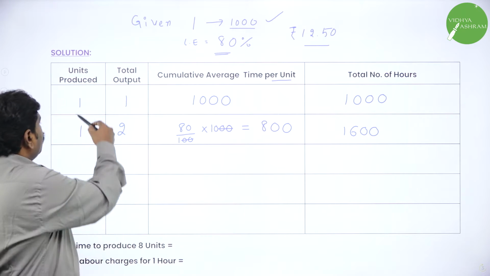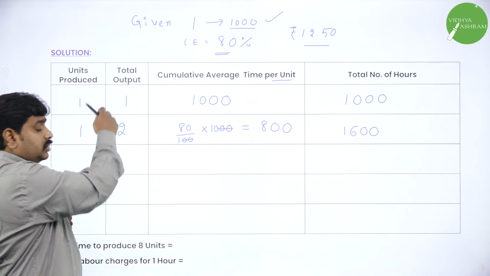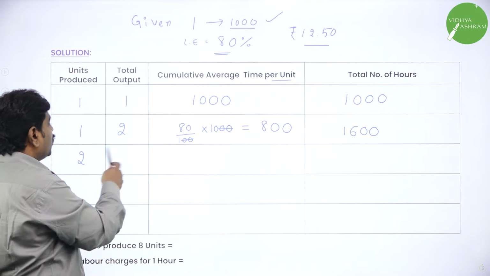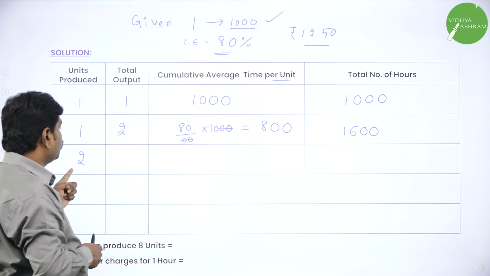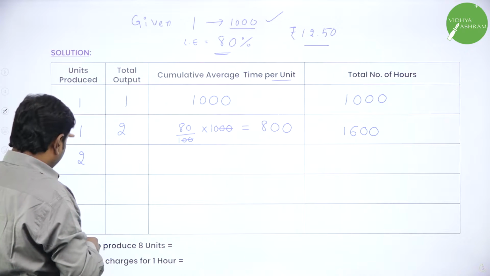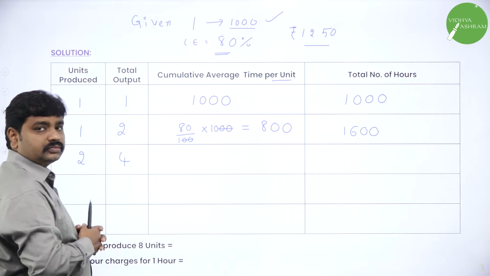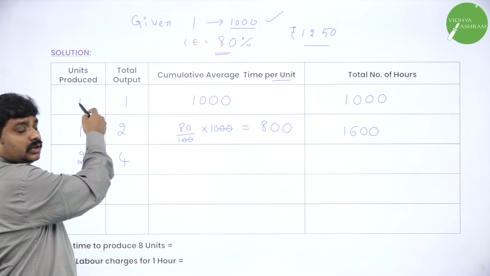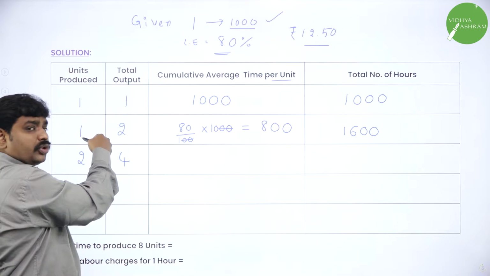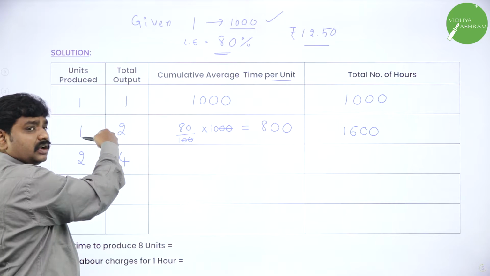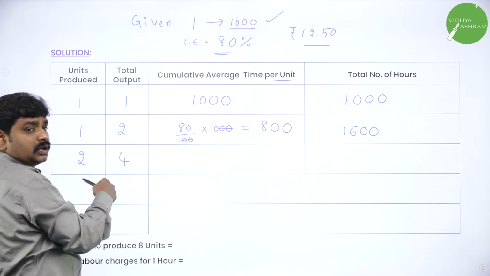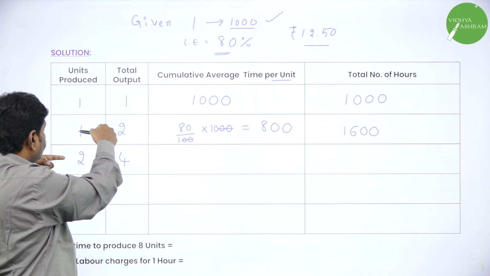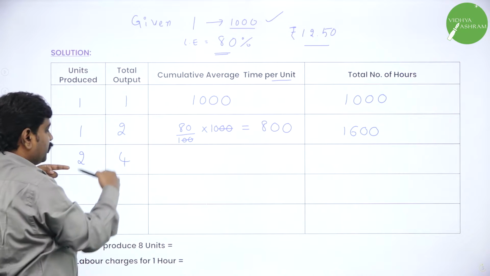Now 1 plus 1, what is 1 plus 1? 2. Add the above elements, 2 units. Now I am producing 2 units, so total output means what? 2 plus 2 is 4. I'll repeat, observe: first I produce 1 unit, output is 1, then I produce one more unit, before I had 1, I'll add this here. So total output 1 plus 1, 2. Now if you add 2 units, I am producing 2 units, 2 plus 2, 4. I will put 4 here.